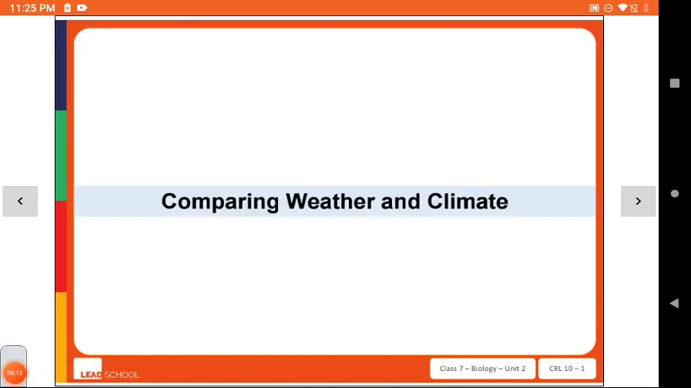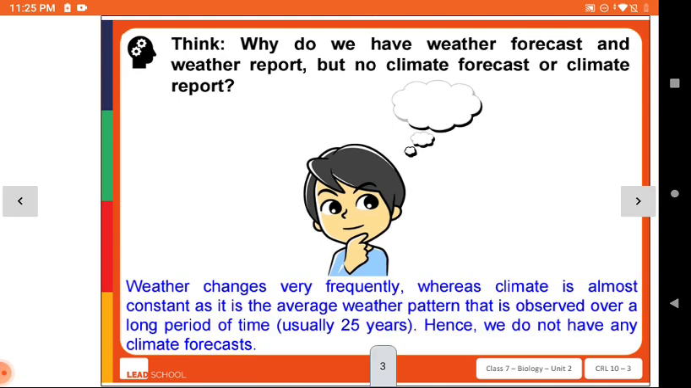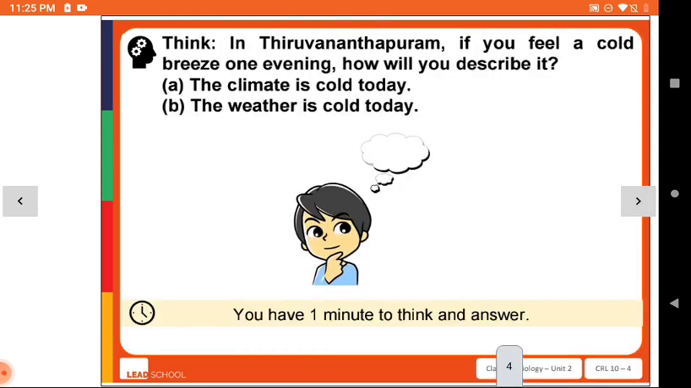So students, now I am going to compare weather and climate. Why do we have a weather forecast or report but no climate forecast or climate report? That is because weather changes very frequently, whereas climate is almost constant. Hence we do not have any climate forecast.